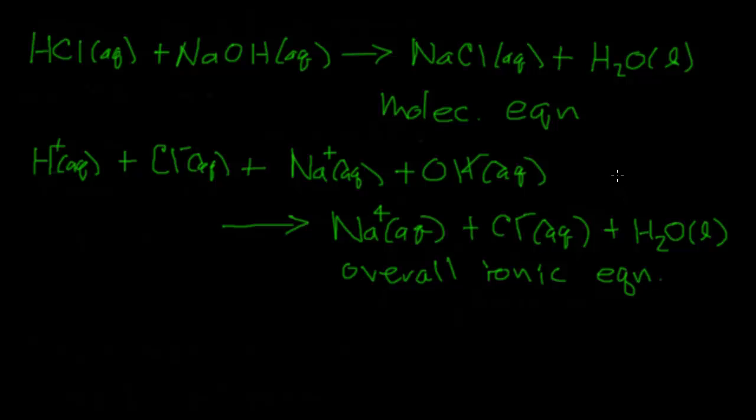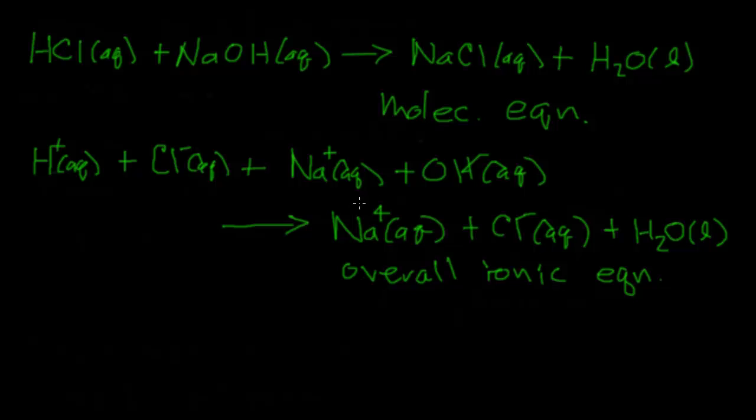EQN is my abbreviation for equation. So overall, or sometimes complete, ionic equation. You'll hear it both ways in different places. So this is showing you what things might actually look like in solution, floating around like this. Now you'll notice if we look at this arrow that we've got sodium cations here on the reactant side of this reaction, and they're also over here on the product side, and they've been unchanged. Nothing has happened to them at all.